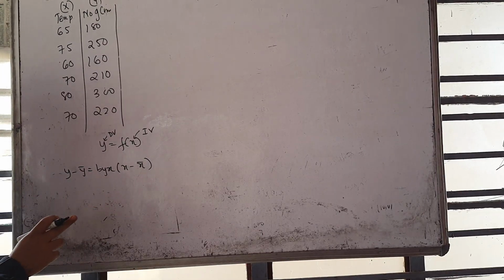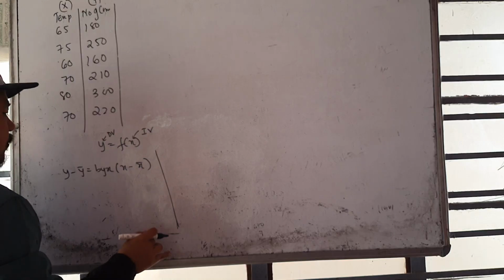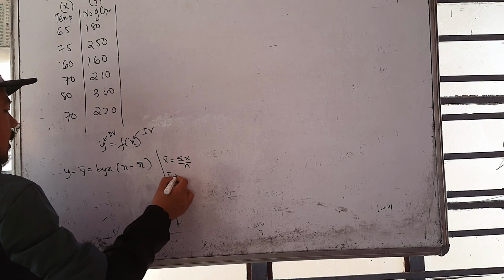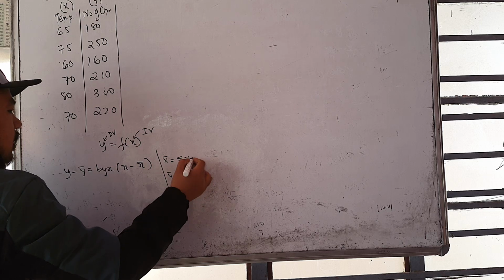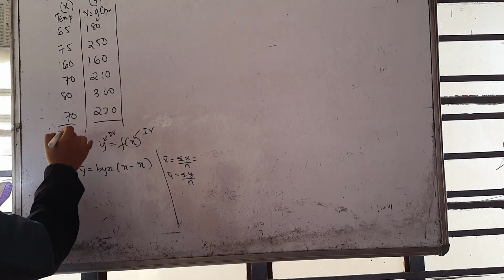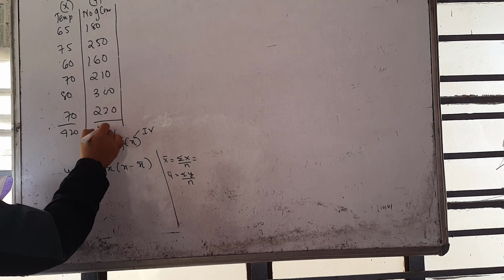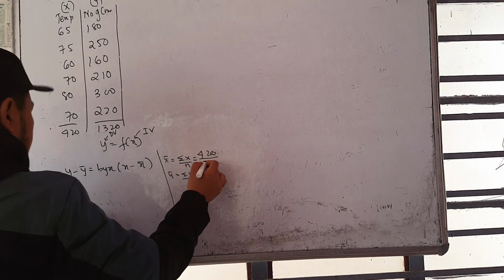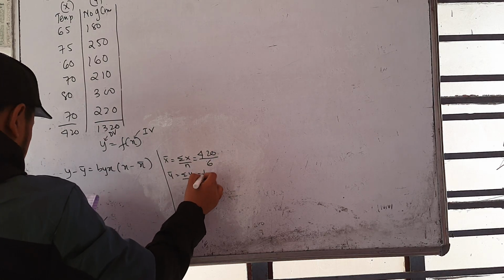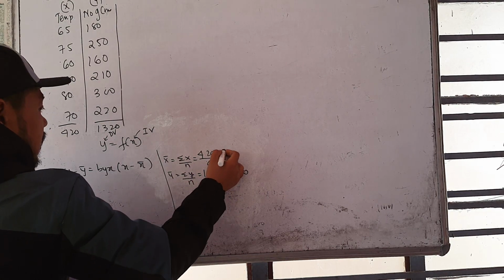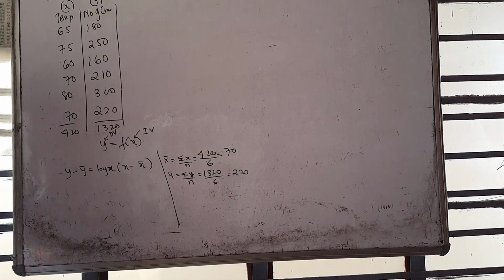Is it clear? From here, tell me what are the things that you need to find out: x bar is summation x by n, and y bar is summation y by n. So what is x bar? I will just write down the totals: 420 and 1320. 420 divided by 6 gives 70, and 1320 divided by 6 gives 220.